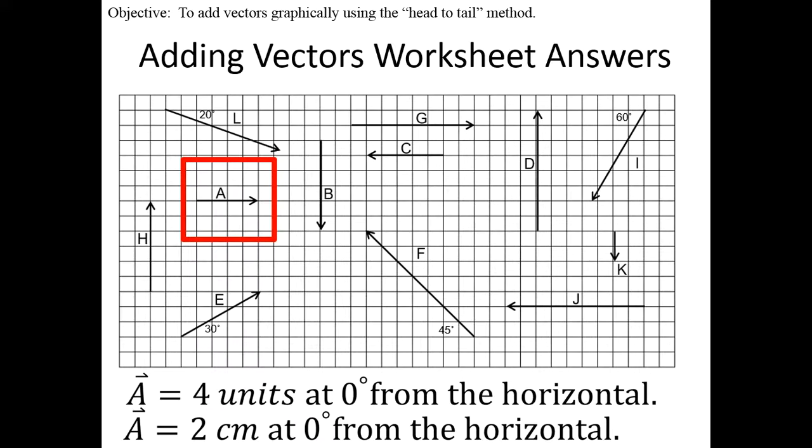Okay, so starting with A, some of you measured in centimeters, some of you measured in units. Either one, I really don't care which one you use as long as you have the correct answer. So we can say for A, it's 4 units at 0 degrees from the horizontal, or 2 centimeters from the horizontal.